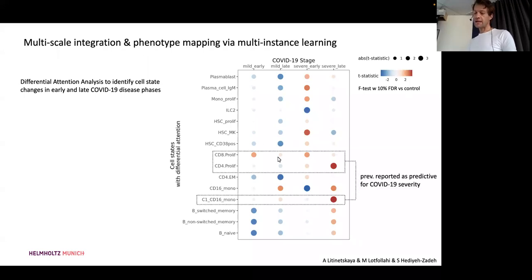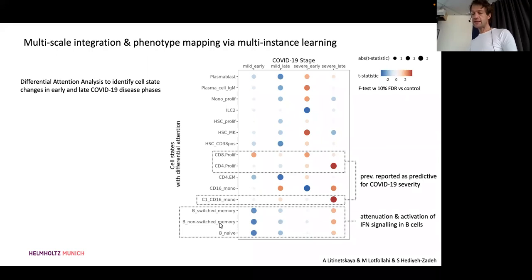For example, we see here that in CD8 and CD4 T cells there's actually an increase with severity, which is what you would expect. We have a slight division, with early and late, because we have a temporal aspect to this as well. So we see an increase with severity here.